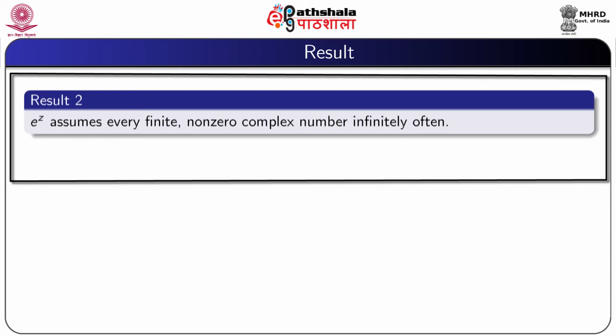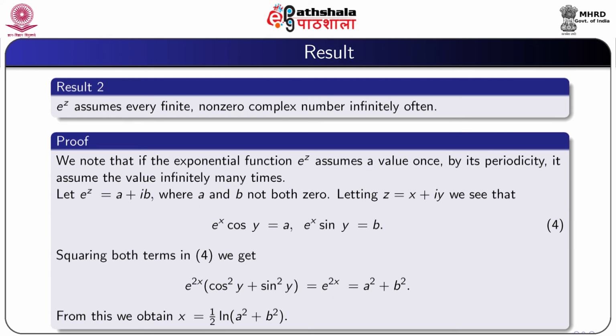Now we prove a very interesting result. e to the power z assumes every finite non-zero complex number infinitely often. So we note that if the exponential function e to the power z assumes a value once, by its periodicity it assumes the value infinitely many times.